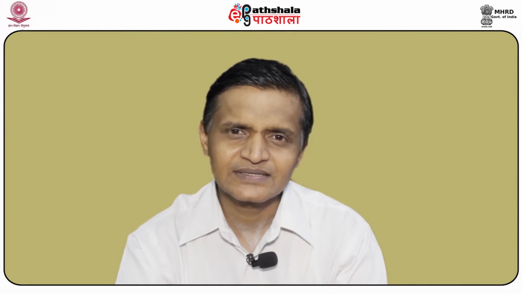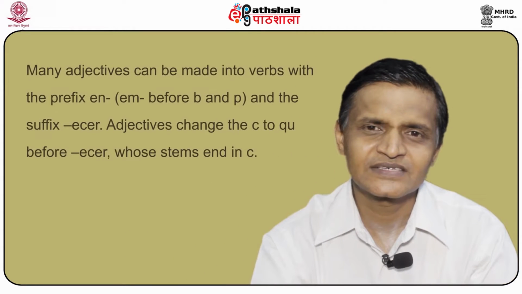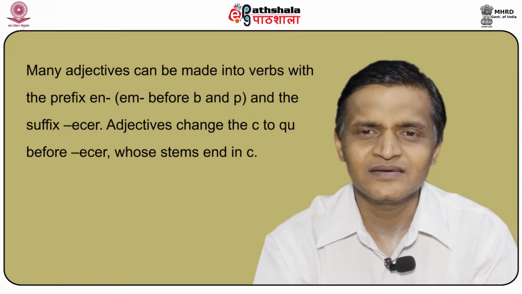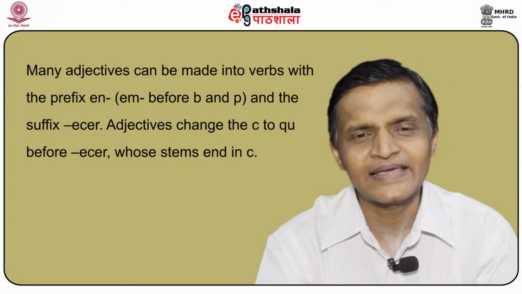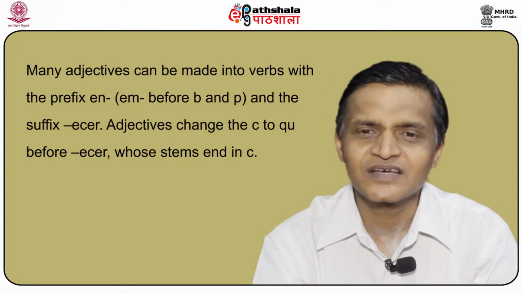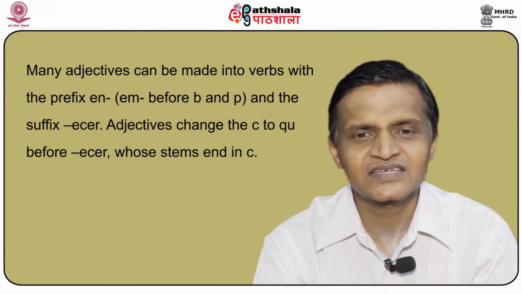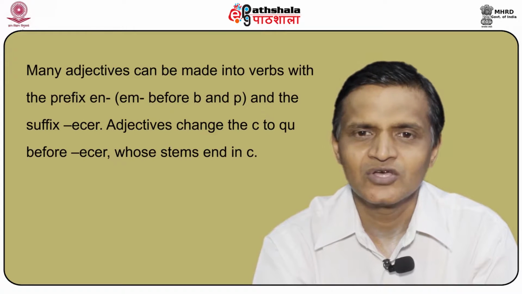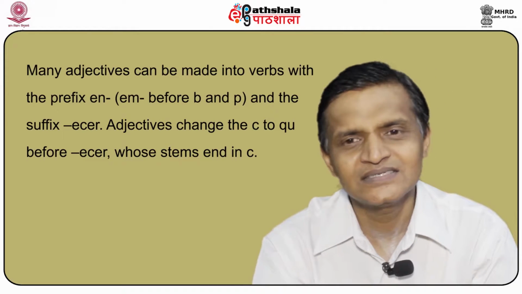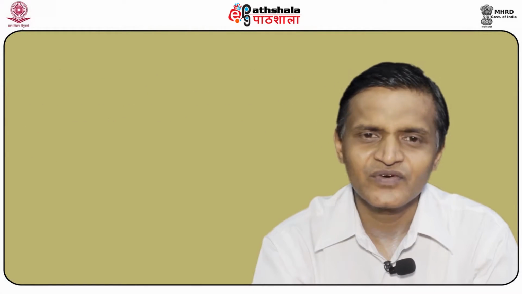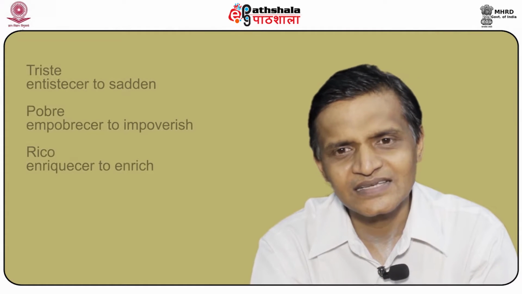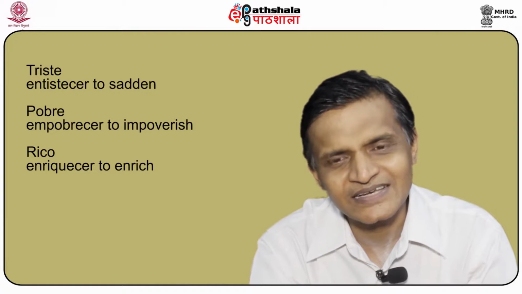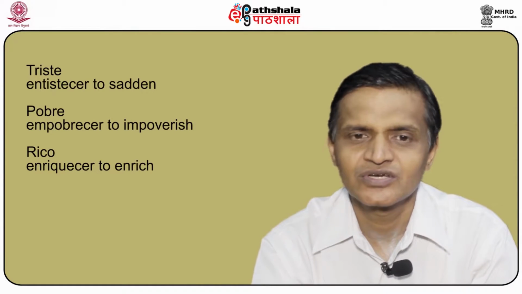What we have to see is that many adjectives can be made into verbs with the prefix n or m before b and p and the suffix -er. Adjectives change the c to qu before -er, whose stems end in c. Triste, for example, becomes entristecer, to sadden. Pobre becomes empobrecer, to impoverish.